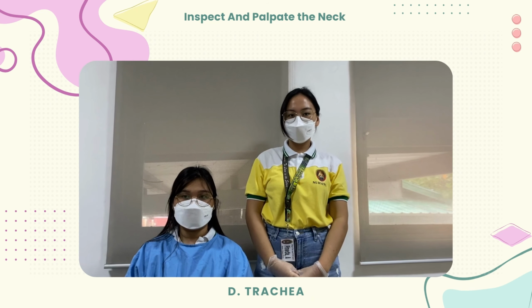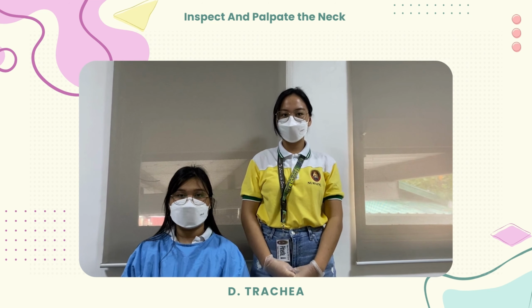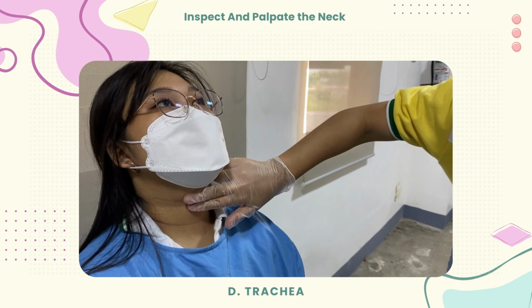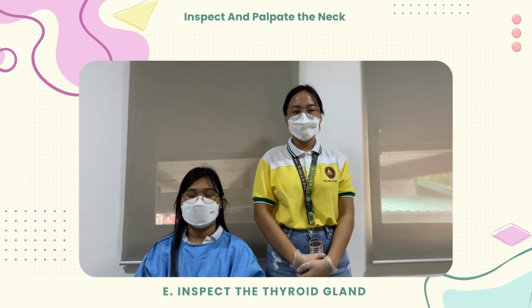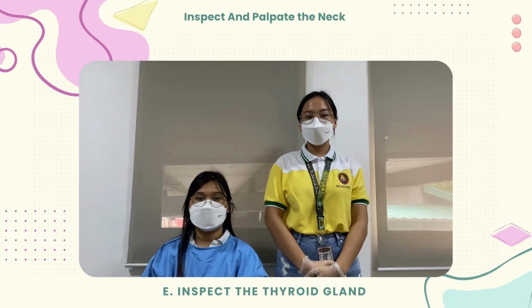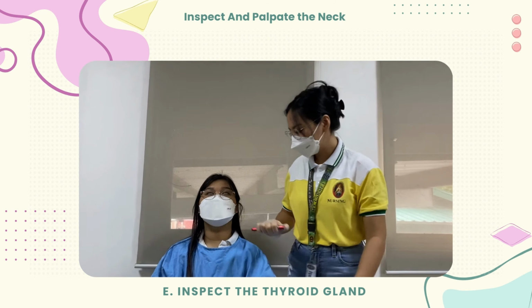Next, we need to palpate the trachea for tracheal shift. Place your index finger on the trachea at the sternal notch and slip it off to each side. Next, we need to inspect the thyroid gland for size and visible masses.